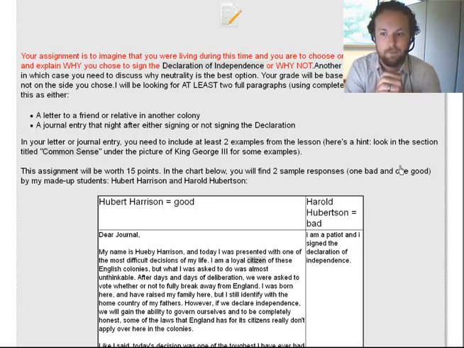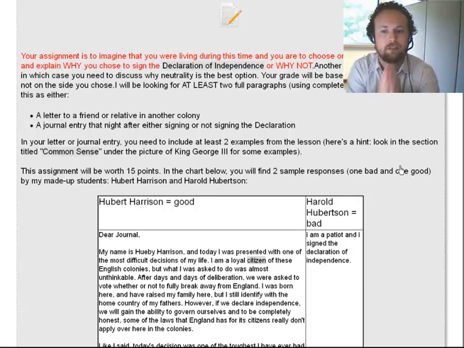Now, your grade is based upon the explanation that you give, not on the side that you chose. I've gotten some fantastic responses in the past from patriots, from loyalists, and from students that would have remained neutral. So it's not which side you choose, it's how well you can explain your decision and explain your position.